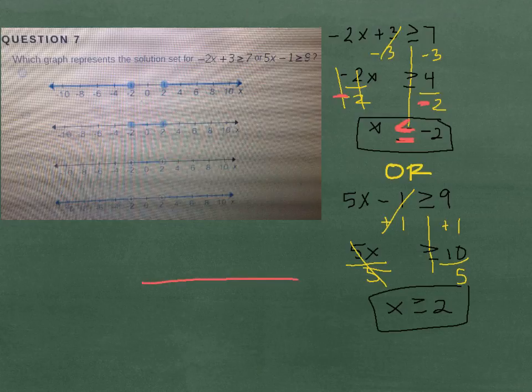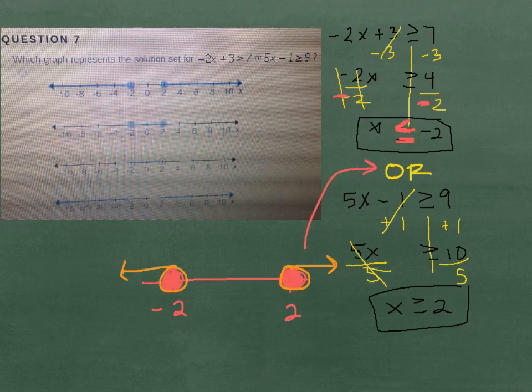Alright, so when I graph this, something's happening at the negative 2 and something's happening at the positive 2. There's lines underneath, so I need to make a circle bubbled in because of the or equal to. That means I need to include it. And then it's an or problem. And whenever it's an or problem, my inequalities are going to point away from each other. Okay? Or always looks like that. They always point away. So which answer choice does this look like?